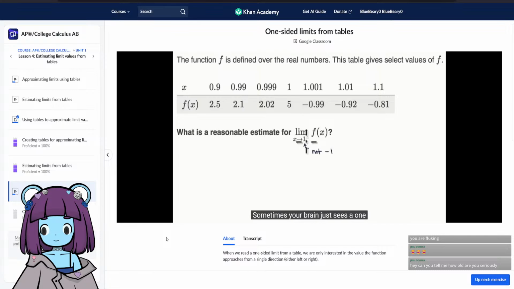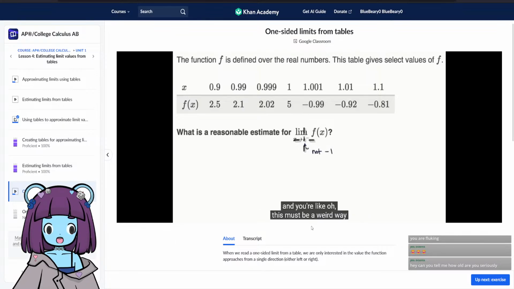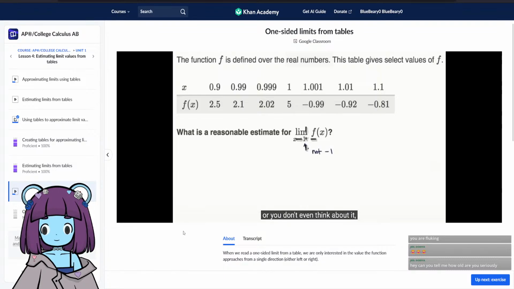Yes. Not -1. That's exactly what happened to me. I saw it and was like, -1. It's not, it's 1 approaching from the left.